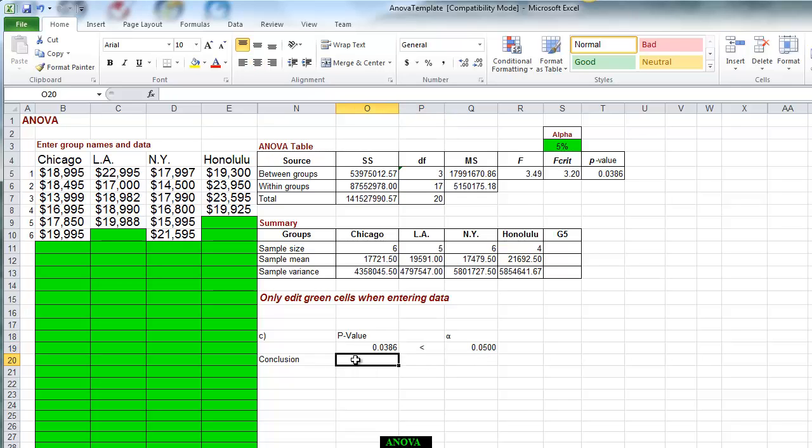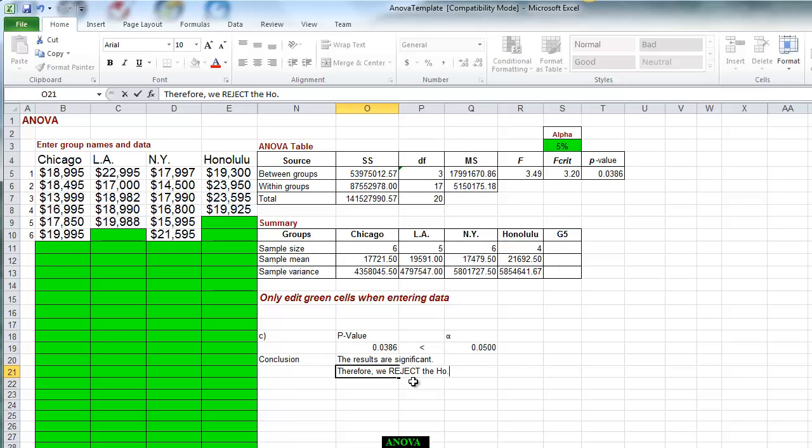Therefore, to draw a conclusion, we say that the results are significant. Therefore, we reject the null hypothesis. Now, at this point, we do not know exactly which one is significantly different than the other. We just know that we have all this information.